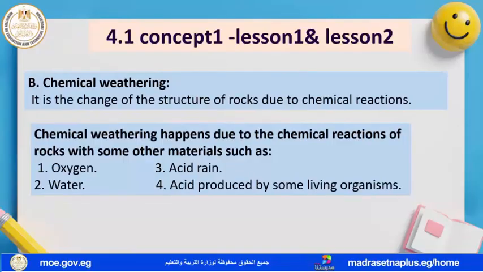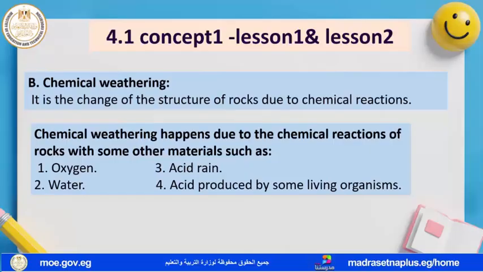I ask you another question. What happens if the chemical weathering happens due to oxygen or due to acid rain or due to water or due to acid produced by some living organism? Chemical weathering happens due to the chemical reaction by these four main factors. And the chemical reaction will change the nature of rocks. Sometimes it changes color, sometimes it changes the shape and formation of rocks.